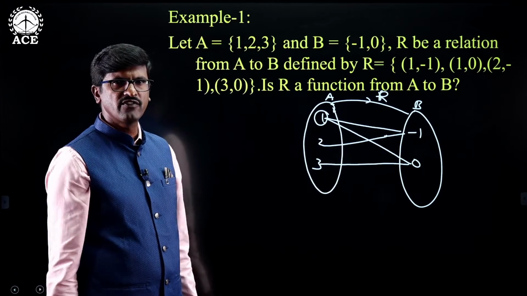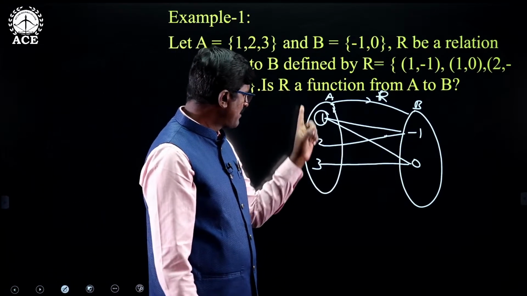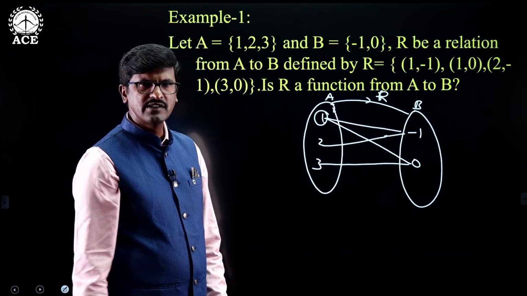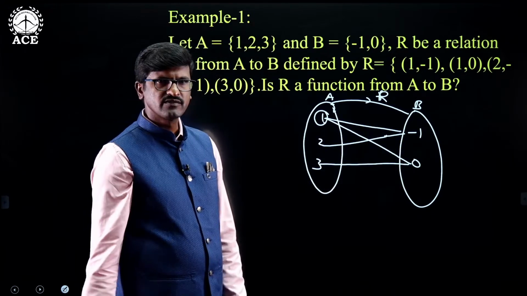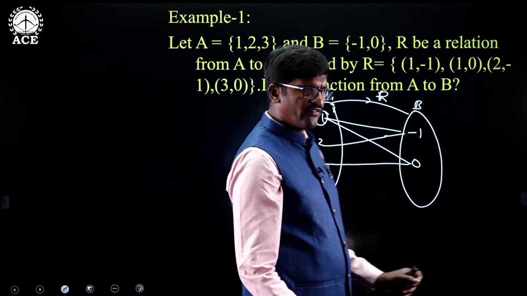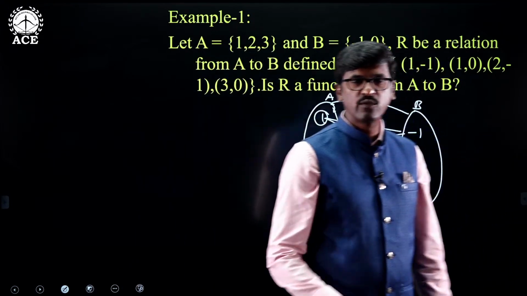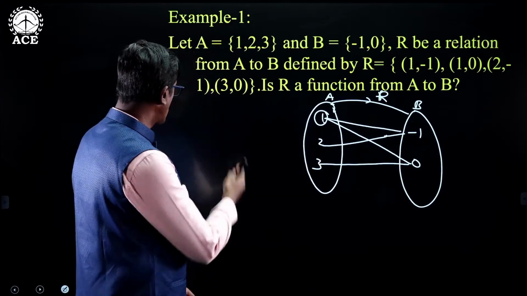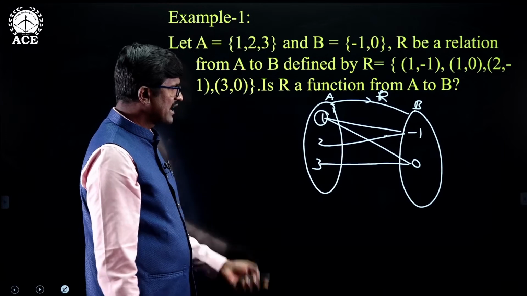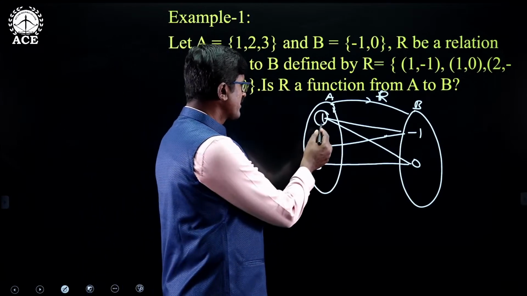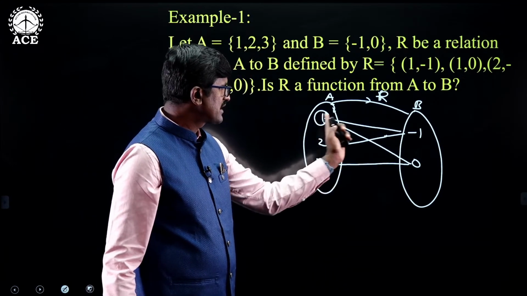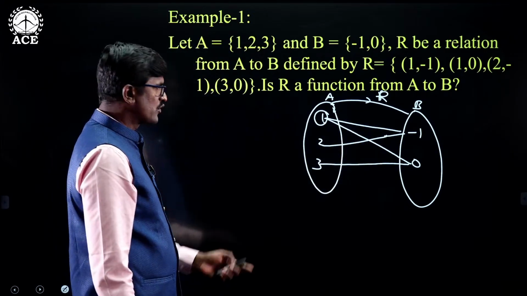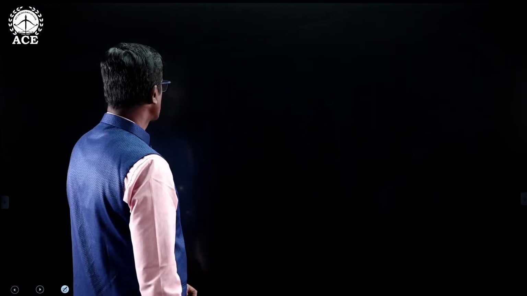According to the definition of function, if every element of A is uniquely mapped with the elements of B, then it is called a function. So a function is nothing but, for every element in set A, there must be only unique mapping. If there is more than one mapping, then it is not a function. So whatever example they have given, that is not a function. The reason is that the element 1 is mapped to 2 elements, that is, the element 1 is having 2 images, minus 1 and 0. With that reason, this is not a function.